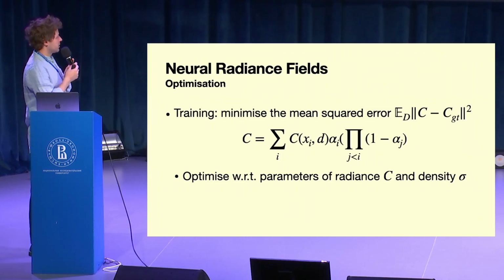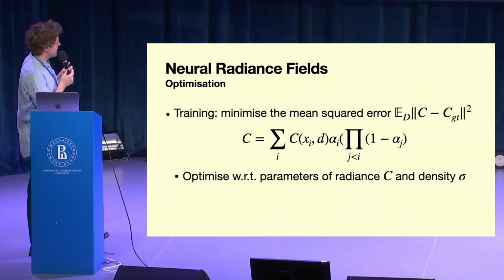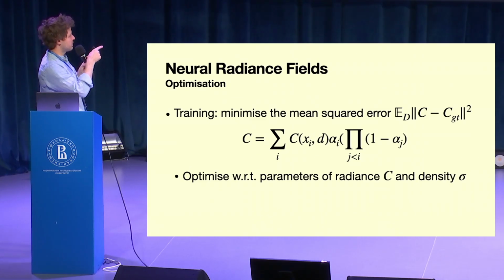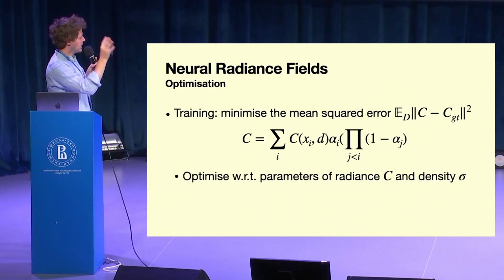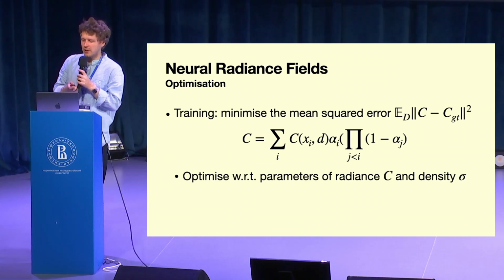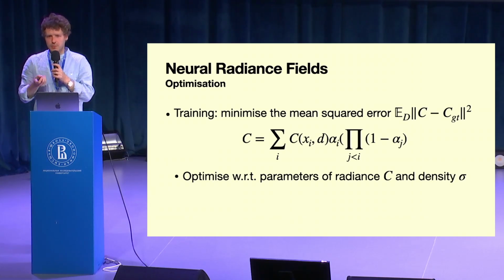Again, the rendering algorithm is fully differentiable. I'm sorry for missing a parenthesis there. And we can differentiate C with respect to parameters of radiance fields and density field and run gradient descent. On the next slide, I'm illustrating how this optimization procedure works.